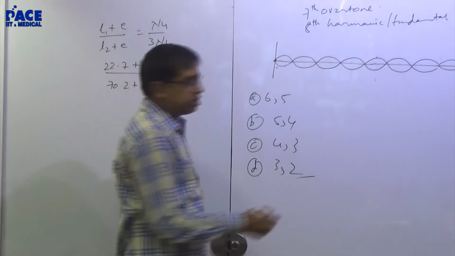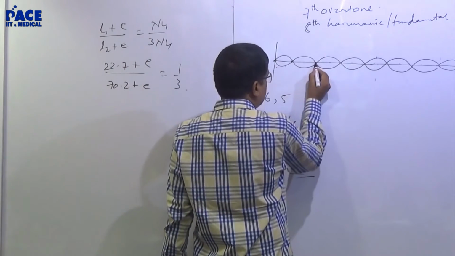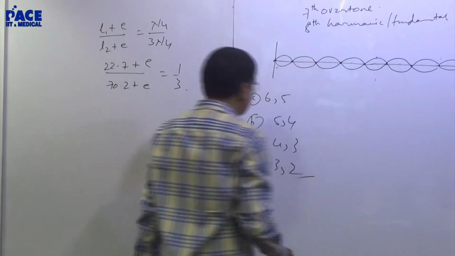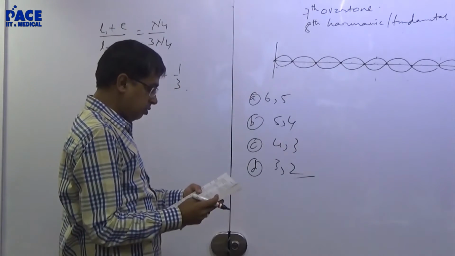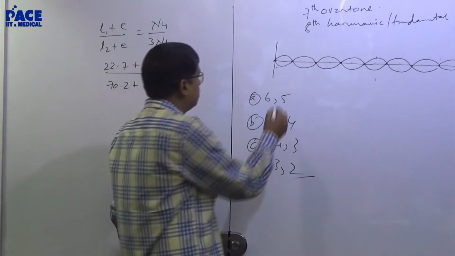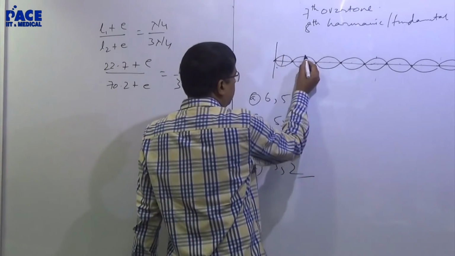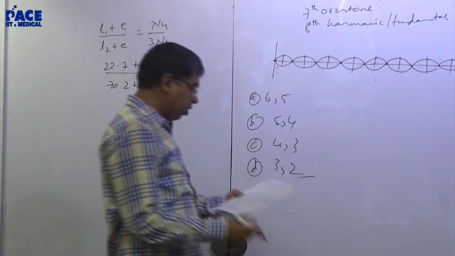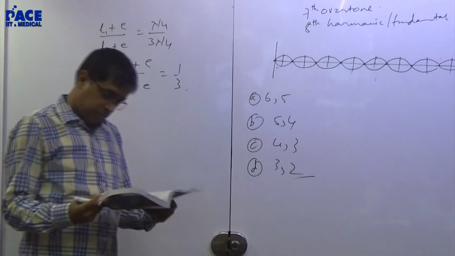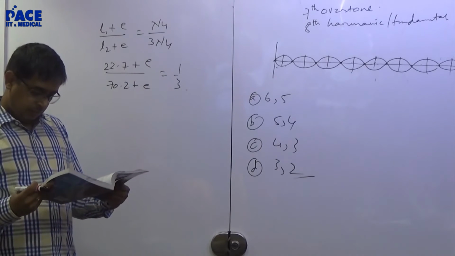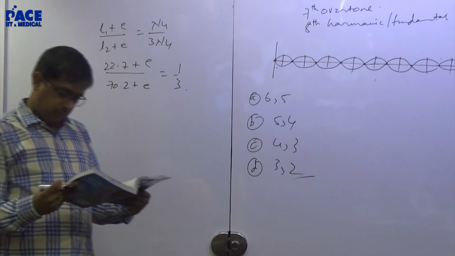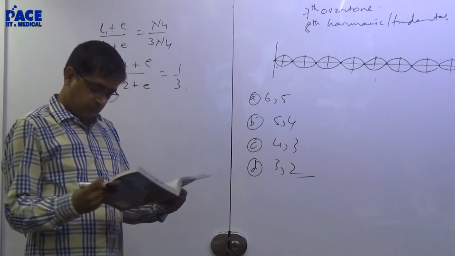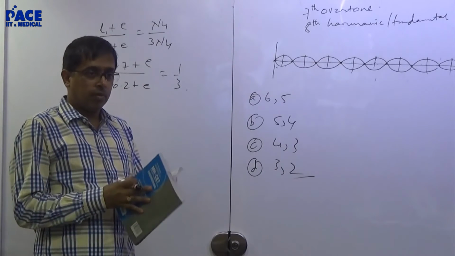Count the number of nodes and antinodes. 1, 2, 3, 4, 5, 6, 7, 8, 9 nodes are coming. That means antinodes 1, 2, 3, 4, 5, 6, 7, 8. None of the options are matching here. So maybe that was the 7.